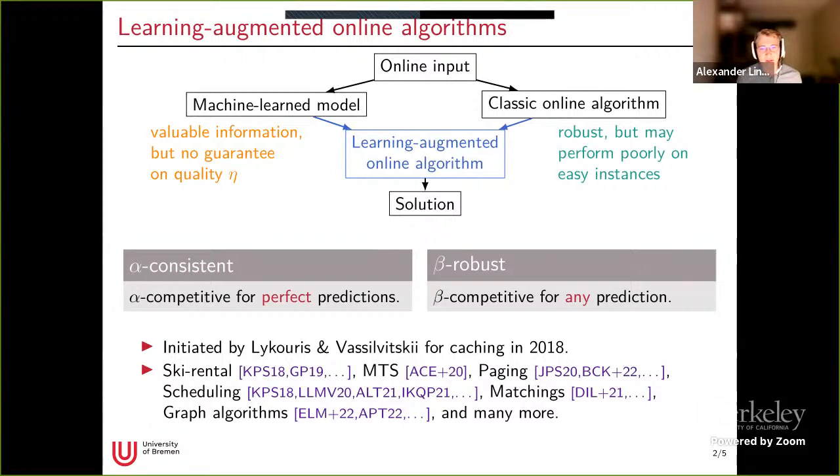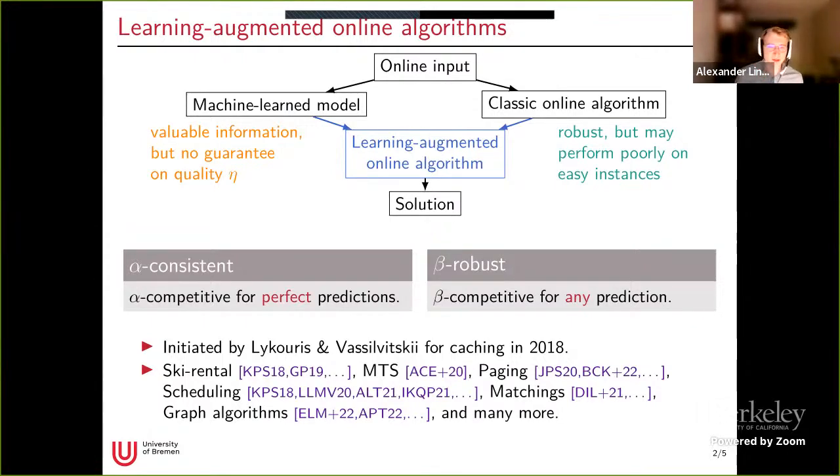So the idea of learning augmented online algorithms is to combine the best out of both worlds here. Meaning we give the algorithm a prediction of a certain quality, but we also use the classic robust methods. And there are two special performance indicators which are interesting. The first one is consistency. This is the case where we assume that the algorithm gets a really good prediction, a perfect prediction. And so we say that an algorithm is alpha consistent if it is alpha competitive for this case, and this alpha should be really low. So we really want to benefit from having good predictions.